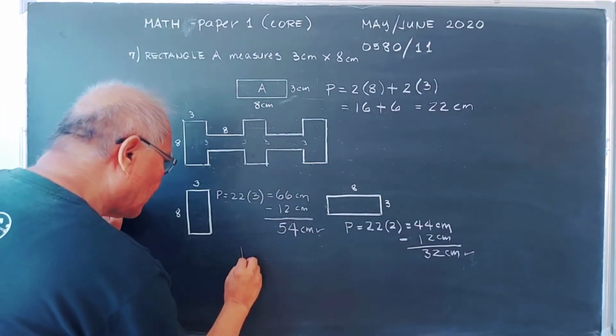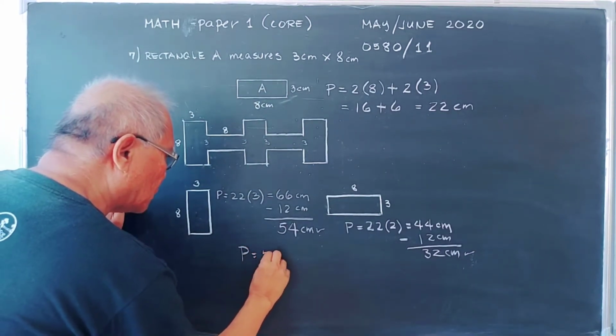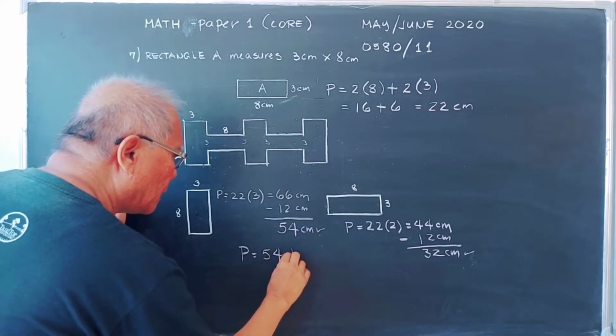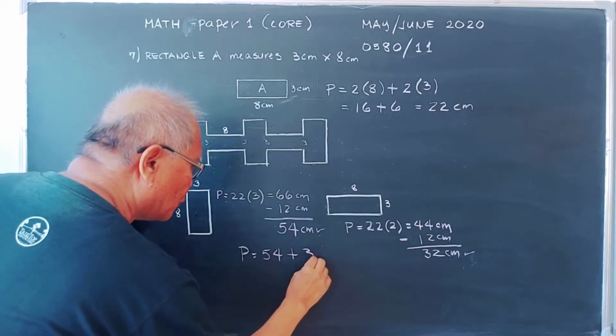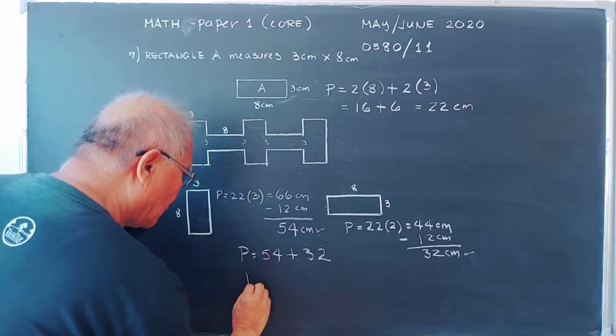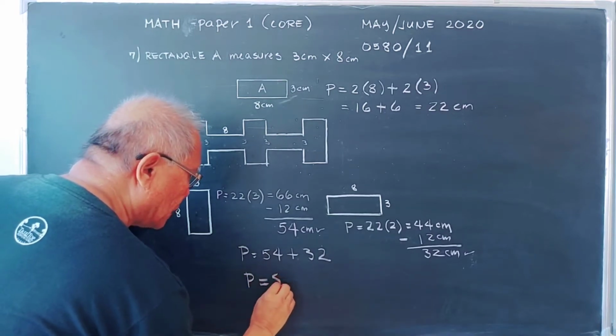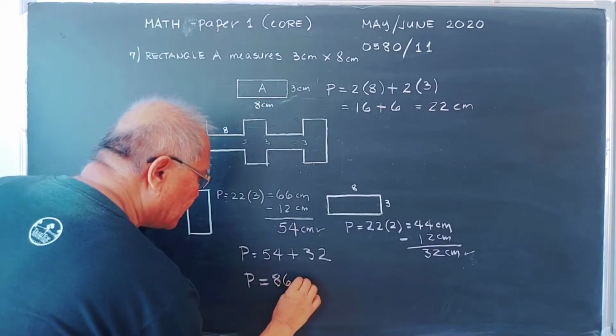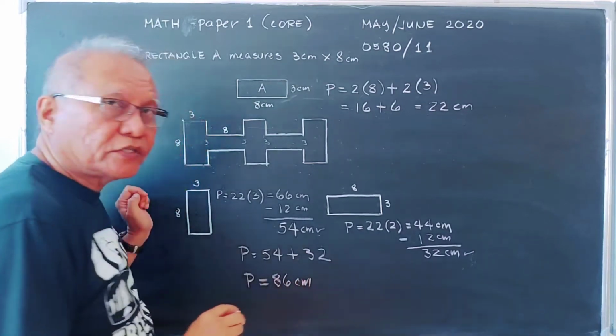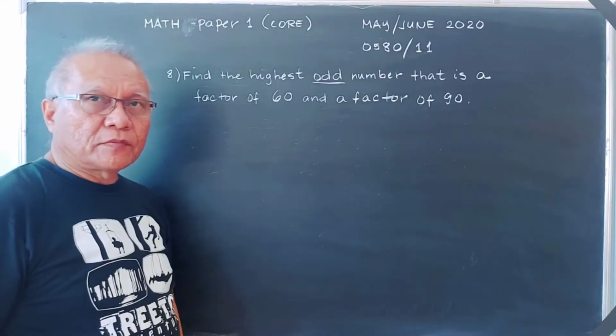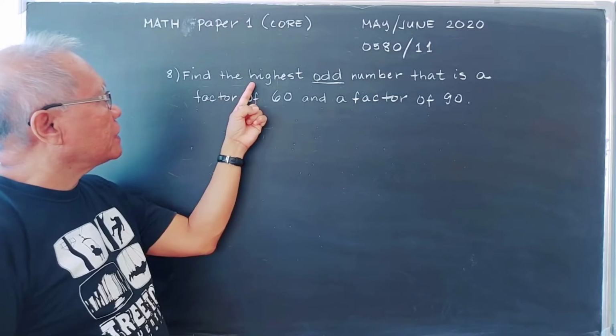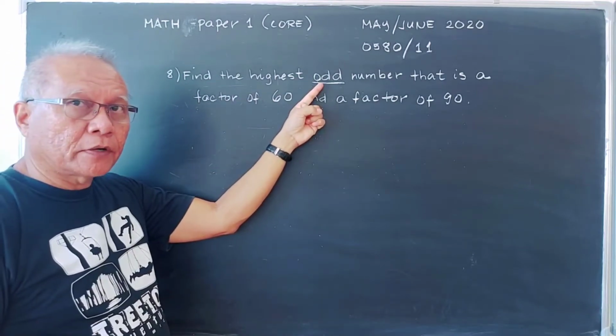So the total perimeter is equal to 54 plus 32. So our perimeter here is equal to 86 centimeters.